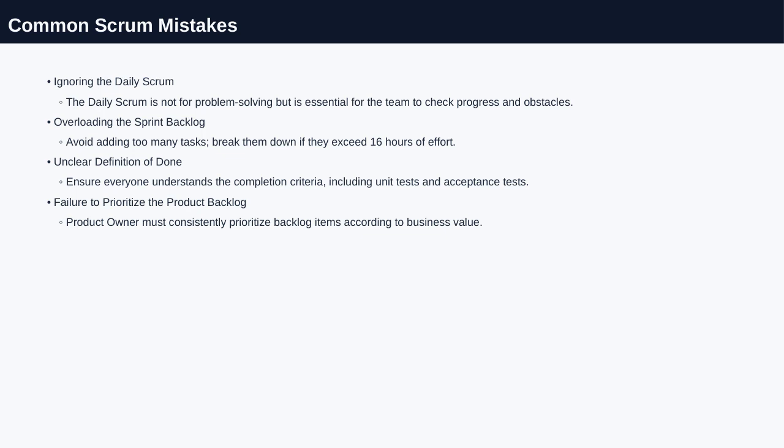Lastly, failing to prioritize the product backlog properly can slow down progress. The product owner should continuously reorder backlog items based on business value to keep the team focused on what matters most.